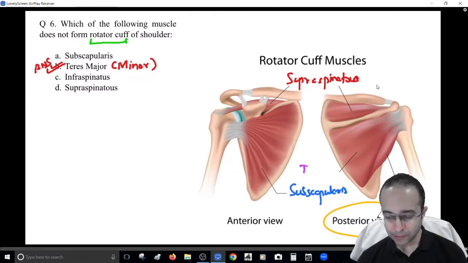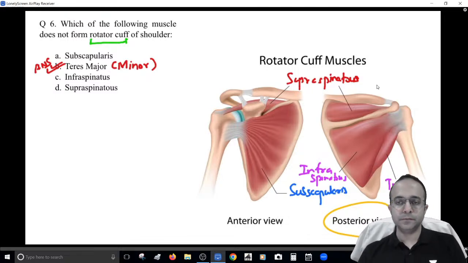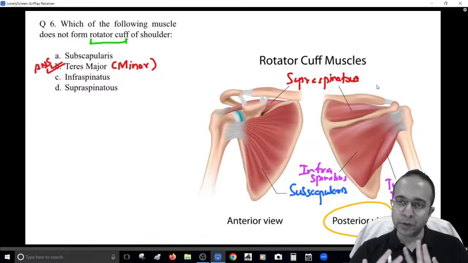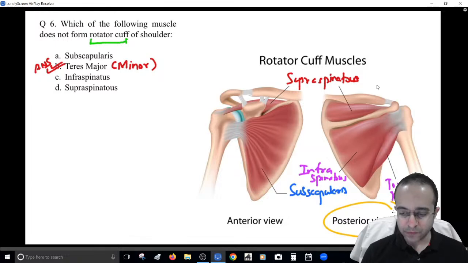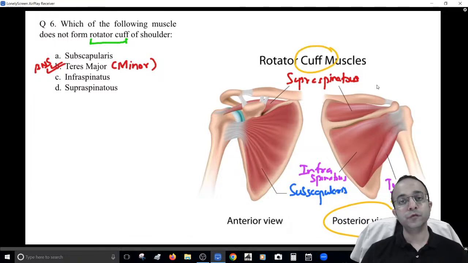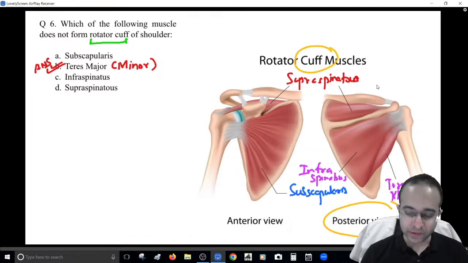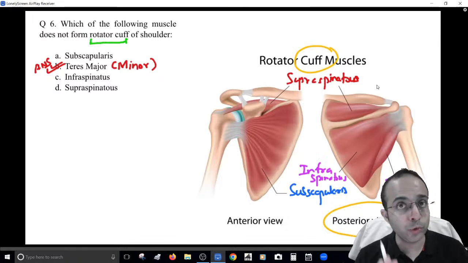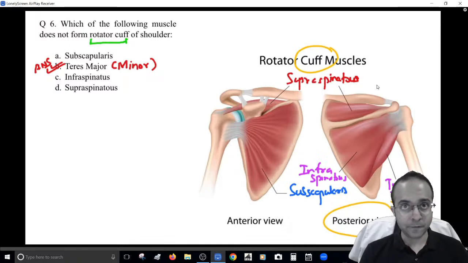The upper muscle, that's infraspinatus. And this lower muscle is teres minor, not major. Clear? So I hope you are clear with these four muscles. Now you can see this word cuff. So why cuff? Because these muscles are surrounding the shoulder like a cuff.